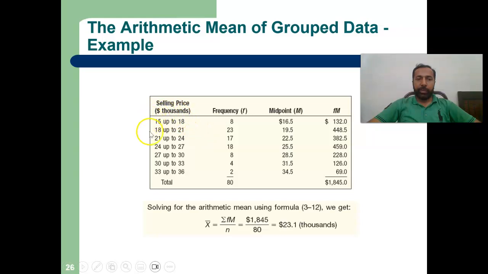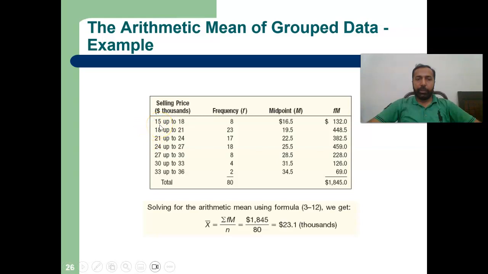Now, these are the same ranges. In this slide, we will see how the mean is calculated. These are the simple ranges, and here is the frequency. The third column is M, the midpoint, and how it is calculated.